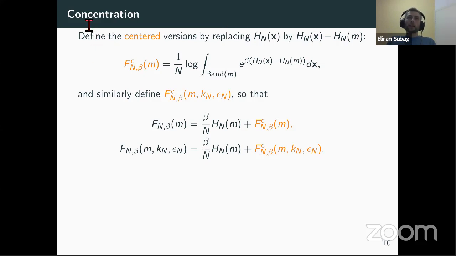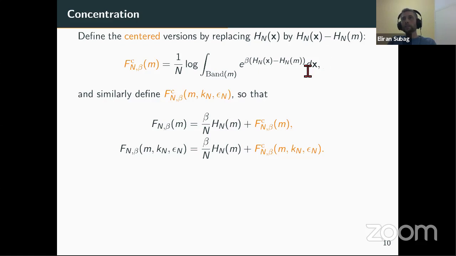So the next thing I want to tell you about is a certain concentration property, which is really key to the proofs. And in order to state it, I need some notation. I'm going to define a centered version of those free energies by simply replacing h and x in the exponent by h and x minus h and m, the value at the center of the band. Okay, and if you define the centered free energy, and the same for the one with the replicas, you have the following two relations. You can just rewrite the free energy as the centered one plus the energy outside of the integral.